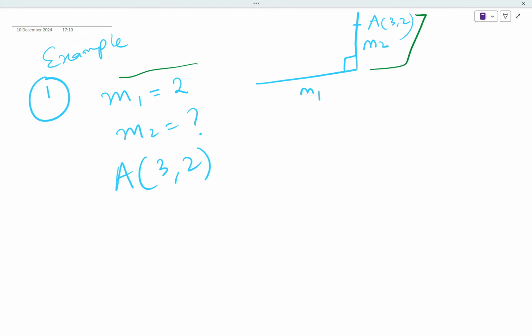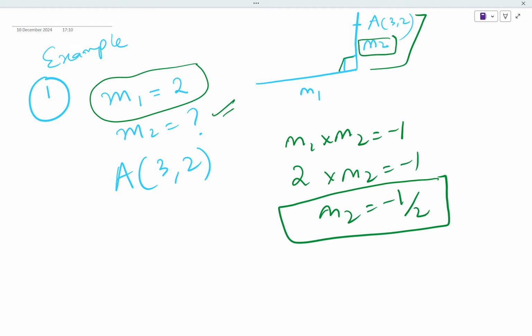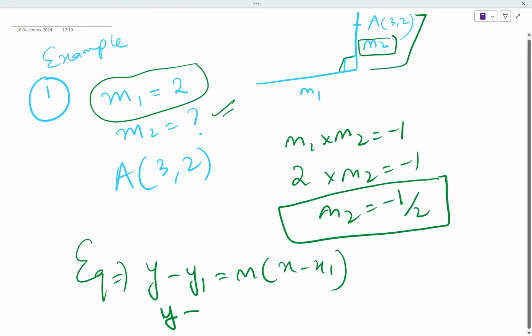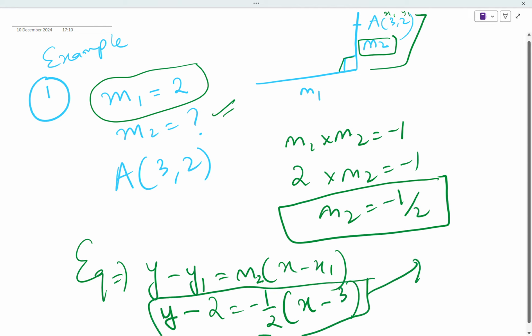First of all, since the lines are perpendicular, you need to find m2 using this relation. m1 is 2, m2 you don't know. By solving this, you will get m2 as minus half. Now you know m2 and you have one point, so you can directly find the equation using the formula y minus y1 equals m(x minus x1). Y we don't know, we'll keep it like that. We consider this point as x1 and y1, so y minus 2 equals minus half times (x minus 3). If you solve this equation, you will get your answer.